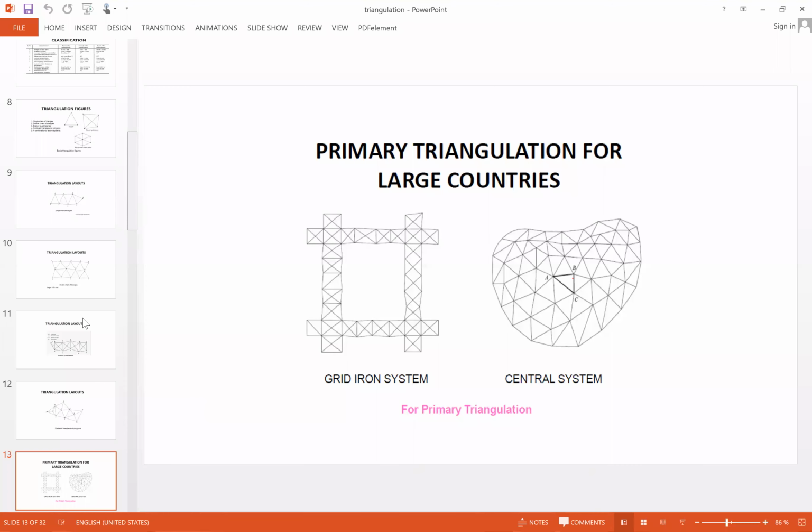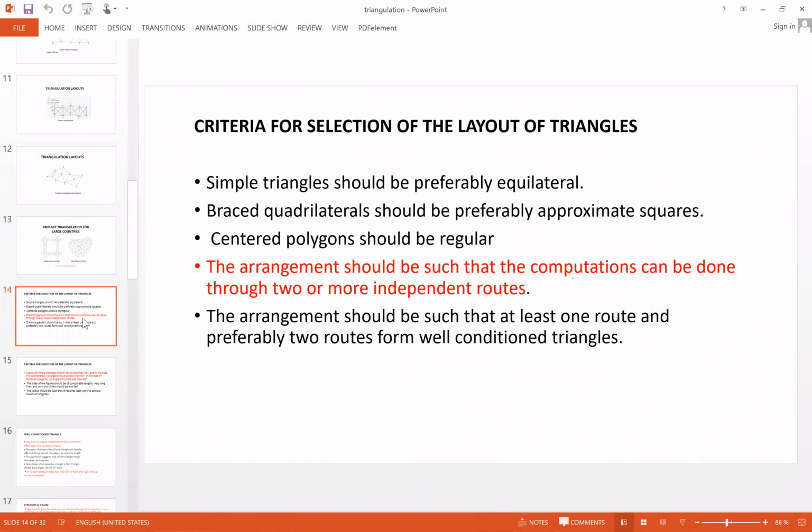Now, there are some basic considerations while considering these systems, right? Simple triangles should be preferably equilateral, okay? And the base quadrilaterals should preferably be squares.